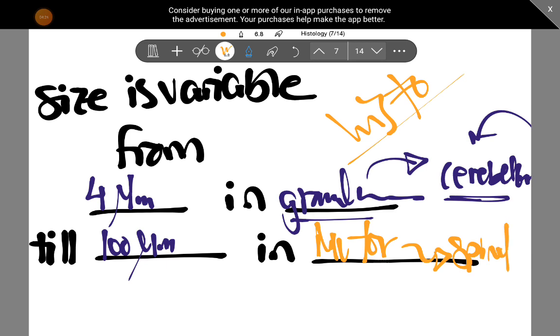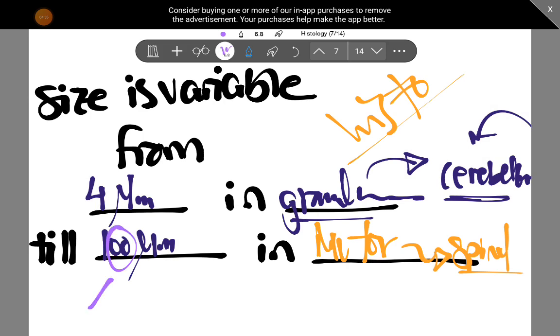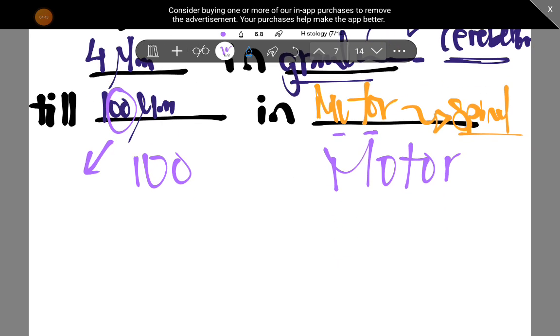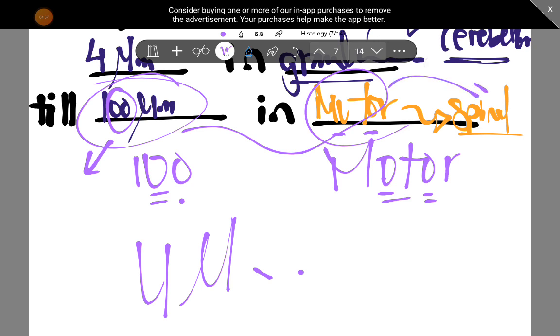Let's go to the most important part. How can I memorize where it is 4 micrometers and where it is 100 micrometers? That's easy, just take the mnemonic with me. 100 has two zeros and motor has two O's. So 100 and motor. This is the most important part. Remember the one with the two zeros and the one with the two O's. So 4 micrometers is in the granular cells of the cerebellar cortex, and 100 micrometers is in the motor neurons of the spinal cord, because motor has two O's.